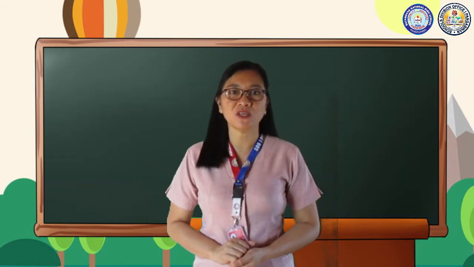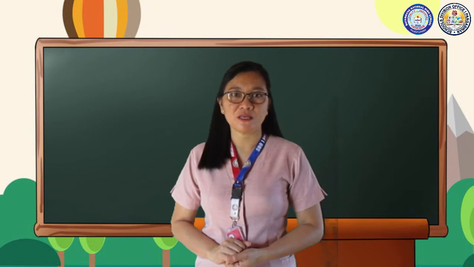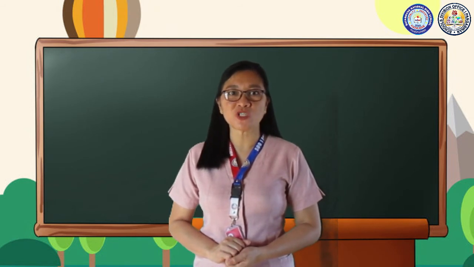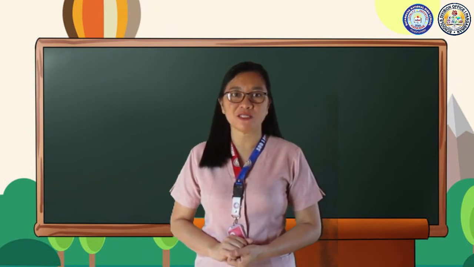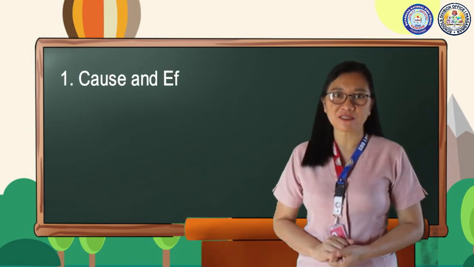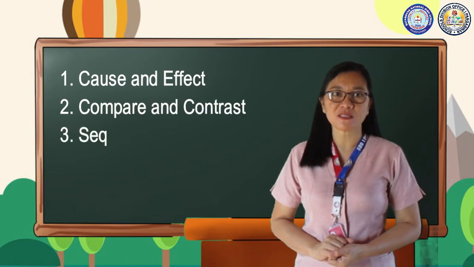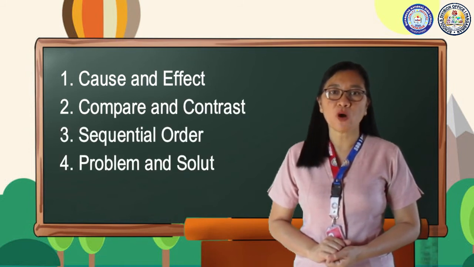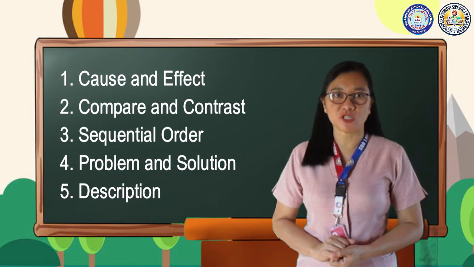Informational text can use a variety of structures. Basically, you can adopt whichever will best deliver your message. There are 5 common structures: cause and effect, compare and contrast, sequential order, problem and solution, and description.